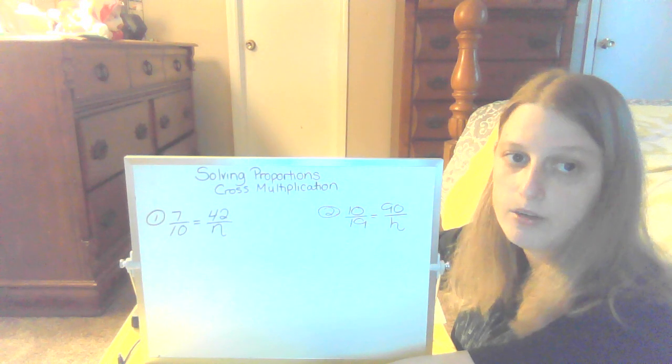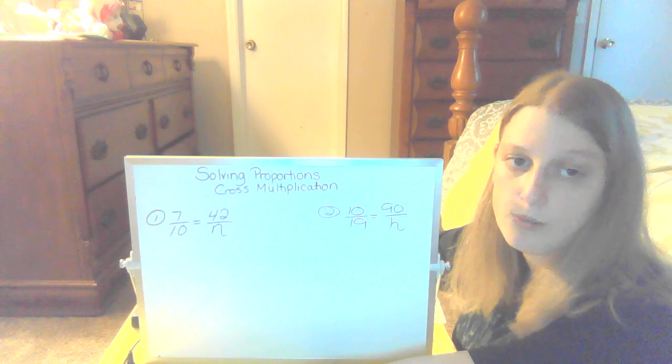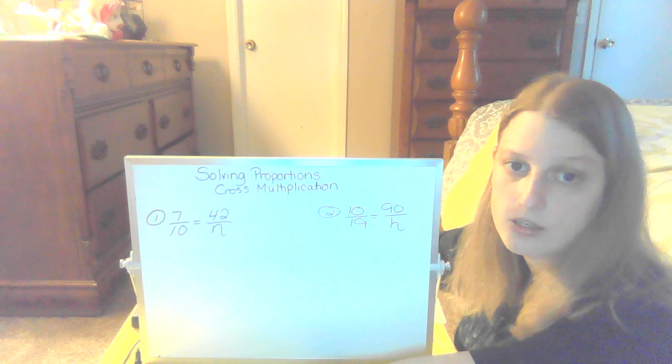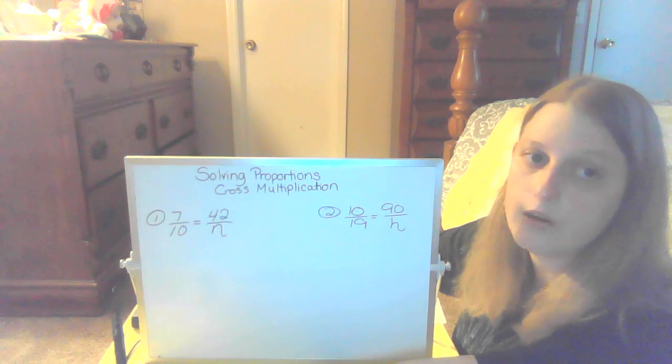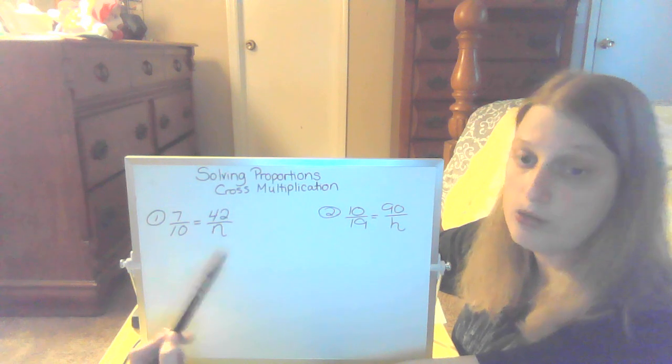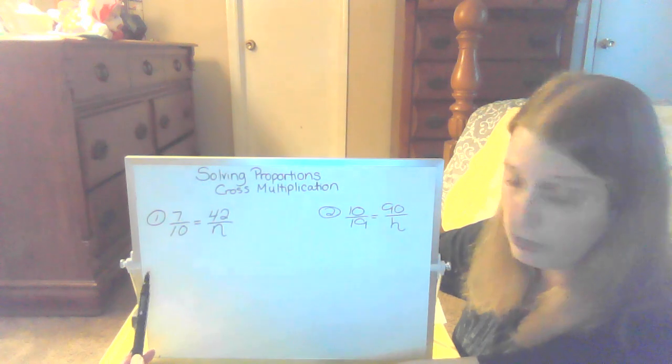Hi guys, today we're going to be discussing how to solve proportions using cross multiplication. When you use the cross multiplication technique, you're going to get an equation. And in an equation, you always have to figure out what the missing variable is. So that's pretty much what we're going to do with these two examples right here. We're going to make an equation and find the missing variable.